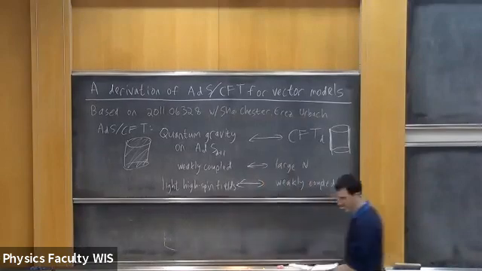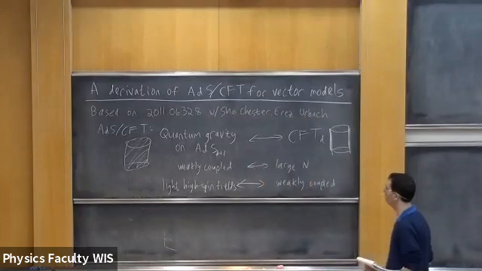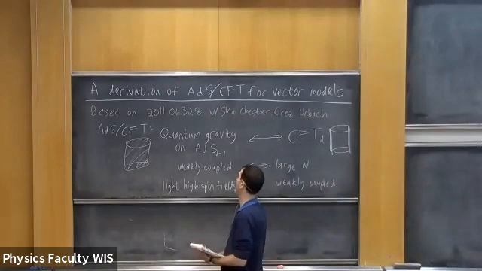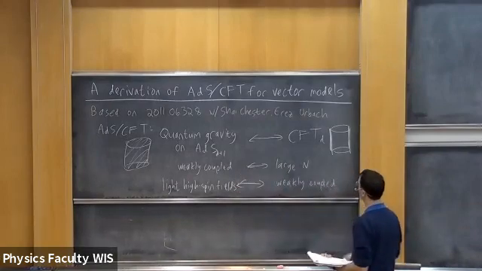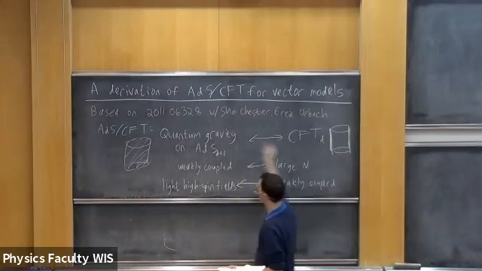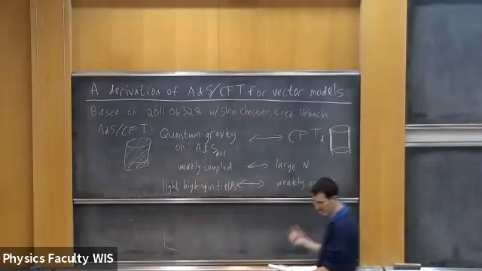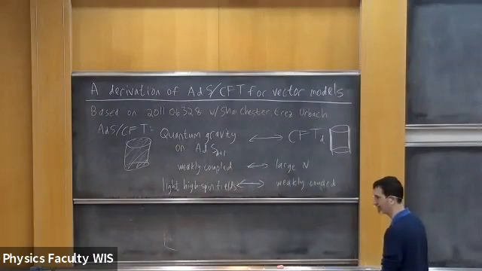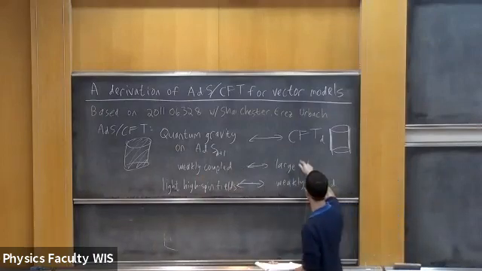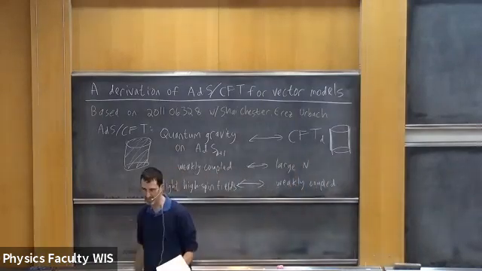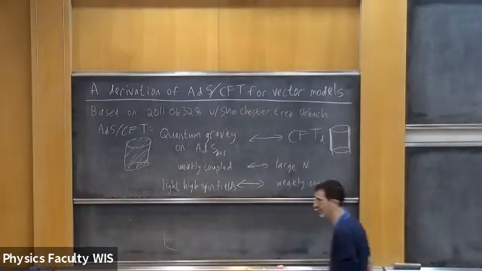Now, what does it mean to derive a duality in general? Well, deriving a duality should be done either by mapping directly the variables of one side to the variables of the other side and showing that they're exactly the same, or by proving that all the physical observables on one side are the same as all the physical observables on the other side.